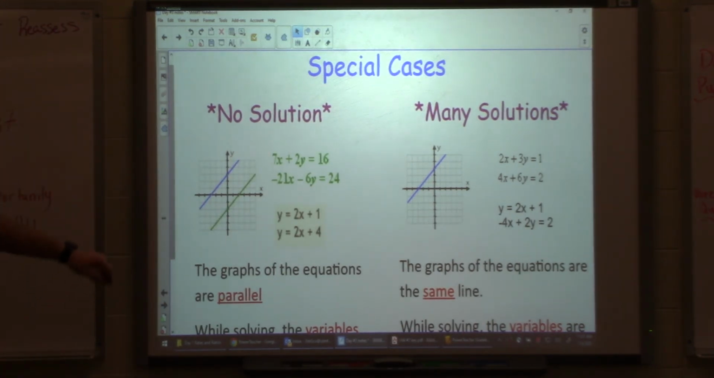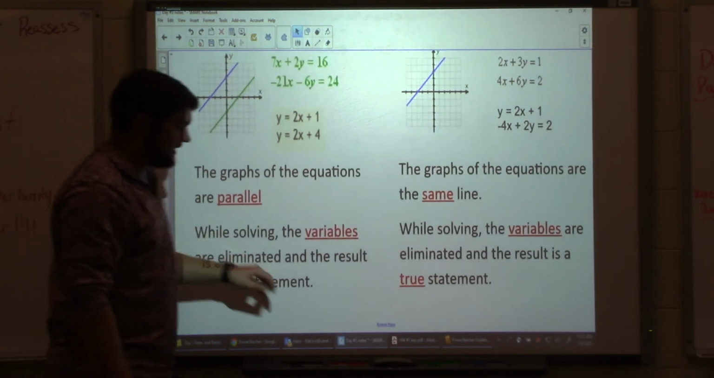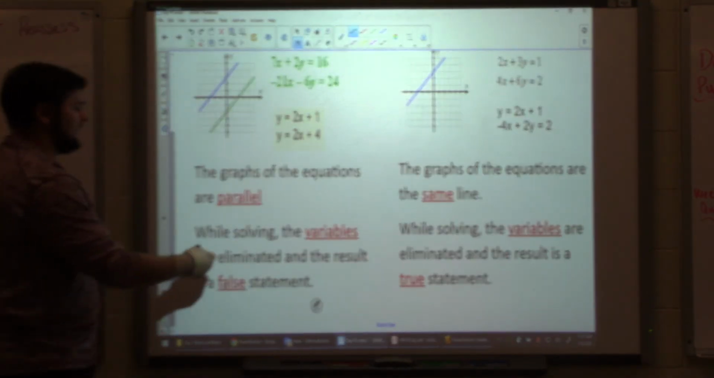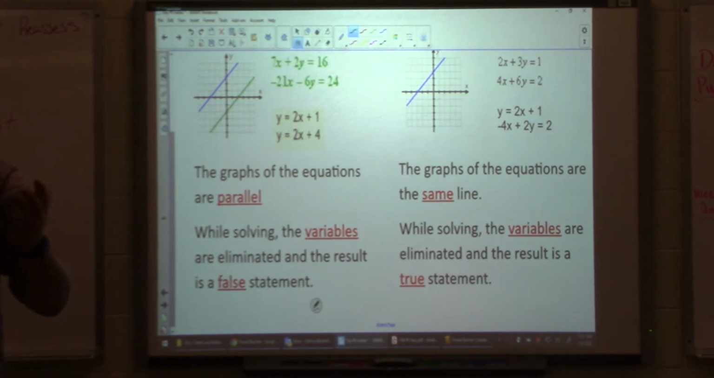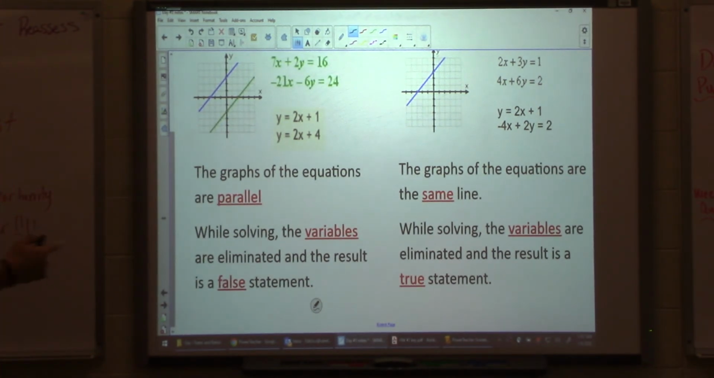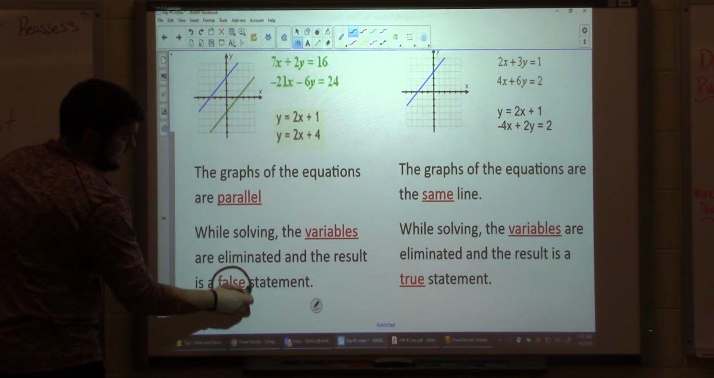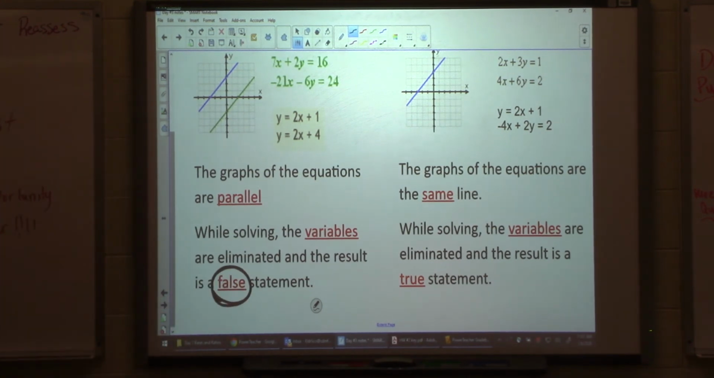no solution. Also, if you're solving, like the method we just used, and your variables cancel out, both of them, not just one of them, but both of them cancel out, and you get a false statement, that means there's no solution. There's no numbers you could possibly put in there that would make it work.